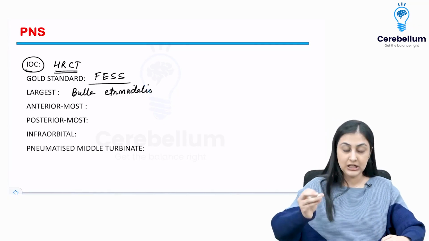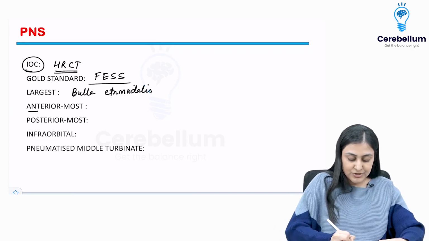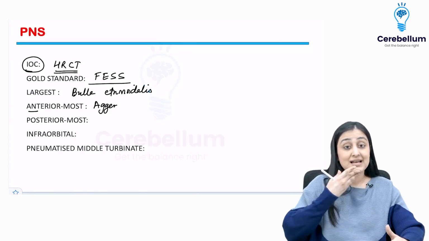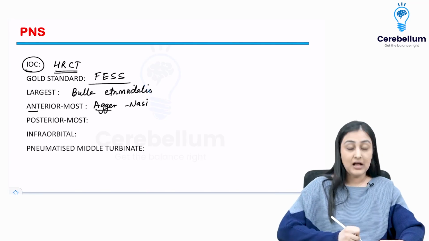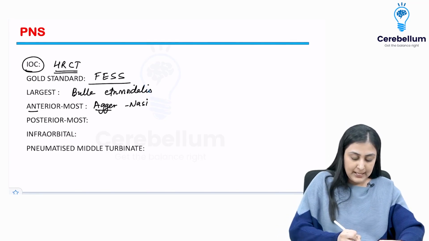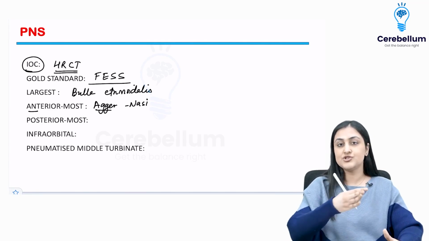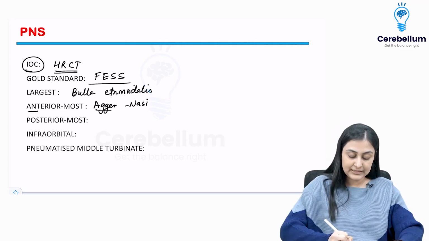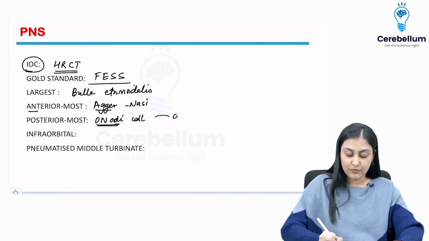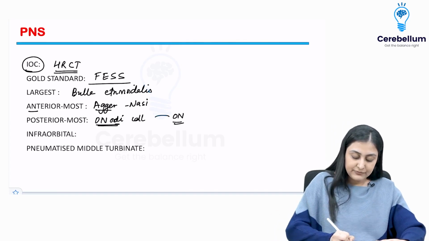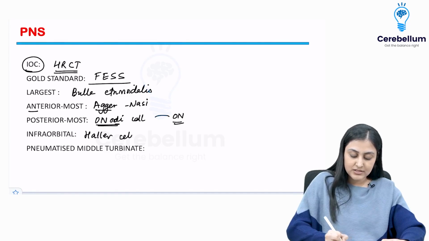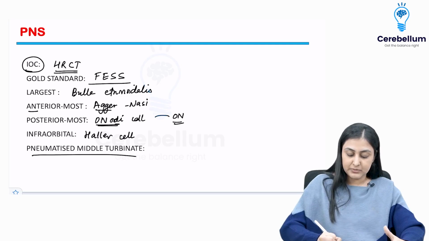of the osteomeatal unit. The anterior-most cell, which we can also remember from Hindi as Aage, the name itself tells you I'm Aage. So agar nasal cells are your anterior-most ethmoidal cells. Posterior-most, which is in relation to the optic nerve, so ON for Onodi cell. Onodi cell tells you that there is risk of optic nerve compression because it is the posterior-most ethmoidal cell. Infraorbital cell is called Haller cell, and a pneumatized middle turbinate is called a concha bullosa.